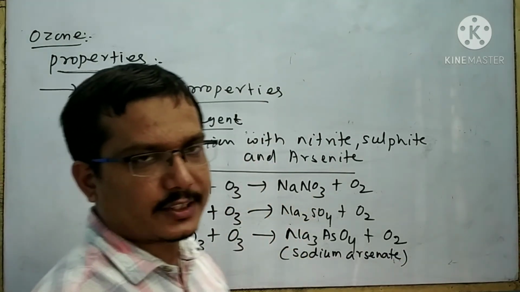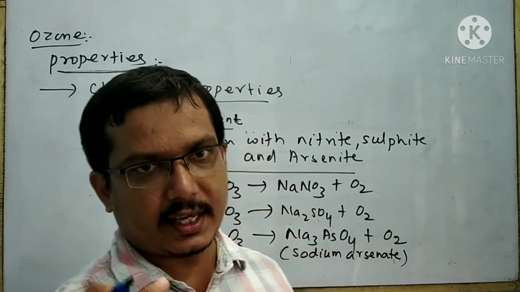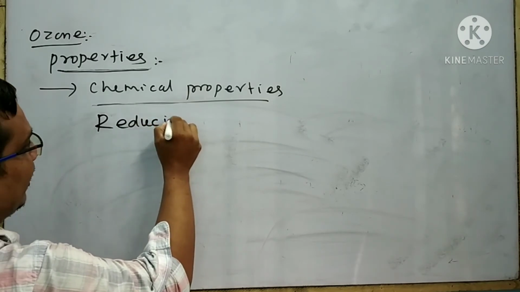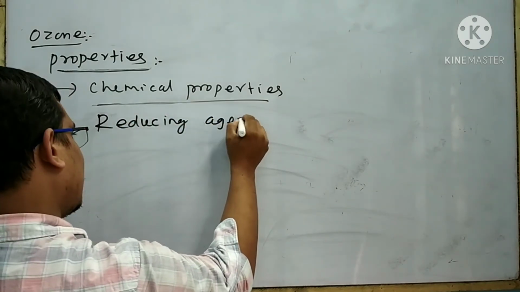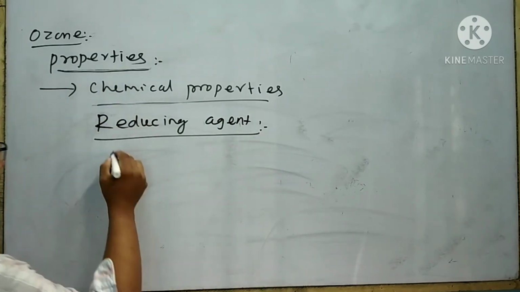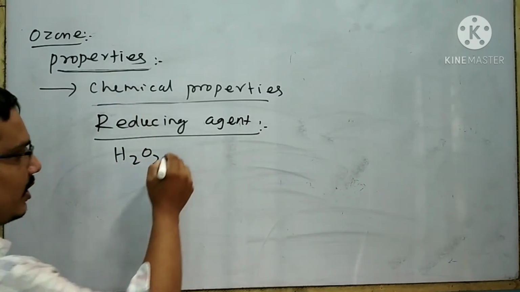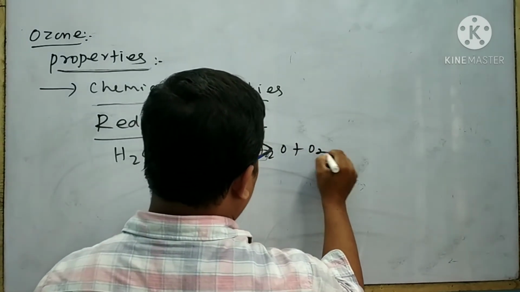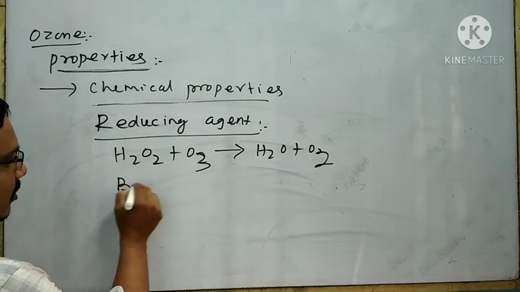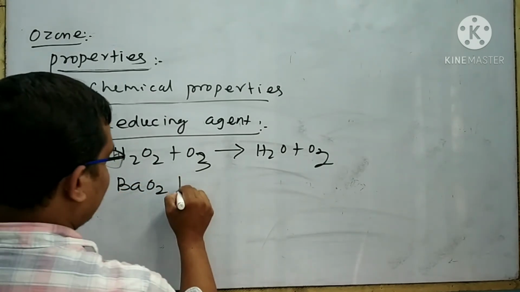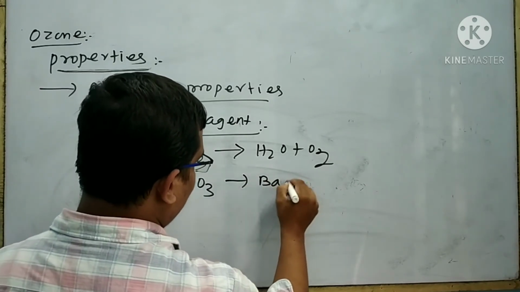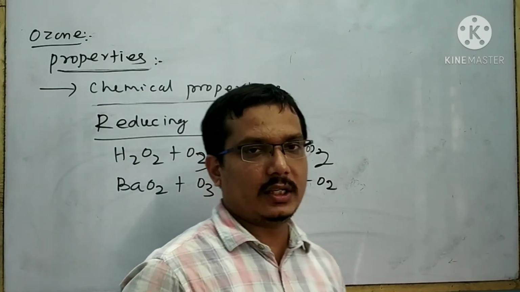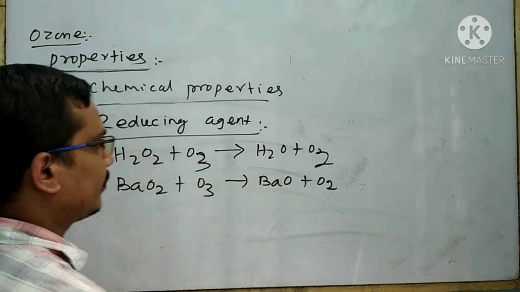This is all about the reactions in which ozone acts as an oxidizing agent. Now I will explain some reactions in which ozone acts as a reducing agent. Ozone reduces hydrogen peroxide to oxygen. Similarly, ozone reduces barium peroxide to barium oxide. These are the reactions related to the reducing character of ozone.